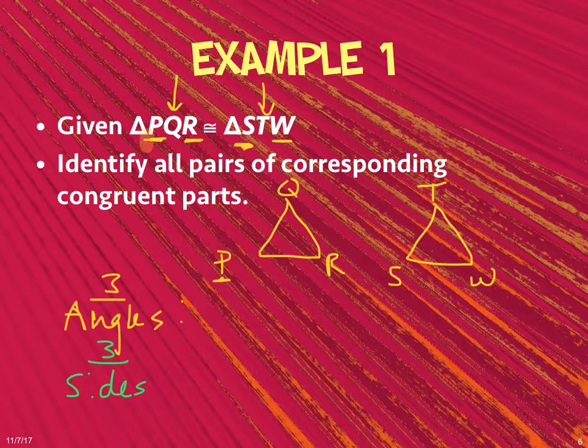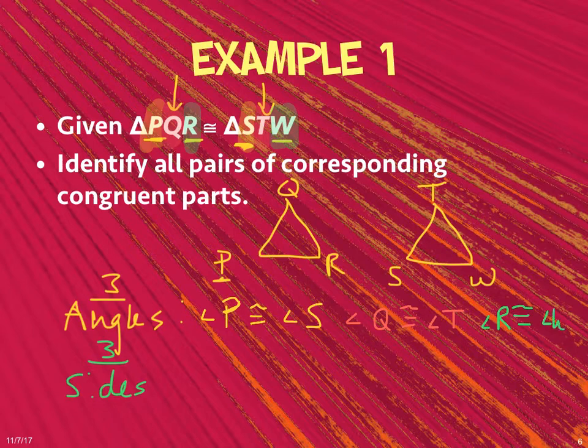Since P is first and S is first, we know that angle P is going to be congruent to angle S. Since Q is second and T is second, we know that angle Q is going to be congruent to angle T. And lastly, we have the third, R and W, so we know that angle R is going to be congruent to angle W. So now we named all 3 pairs of congruent angles.